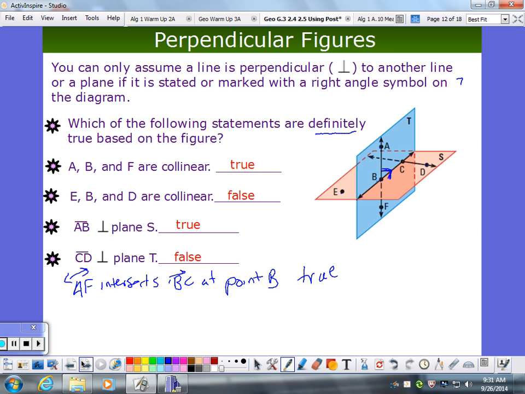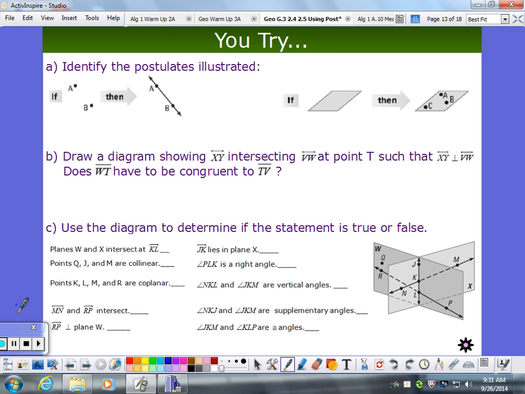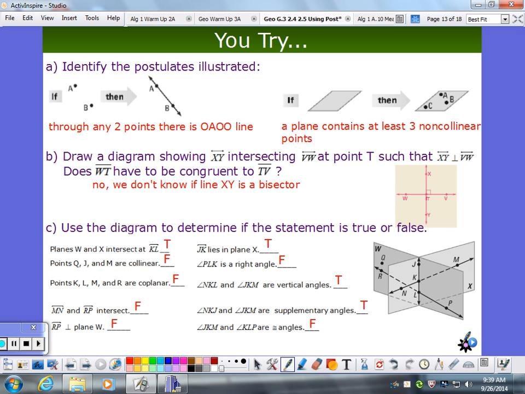All right, so a couple of Try-Its here. Just take a couple minutes to do these Try-Its. We'll talk about them. Well, let's see if we agree here. So what I got for these: for any 2 points, there's one and only one line, right? And a plane contains at least 3 non-collinear points. Do you agree with that?